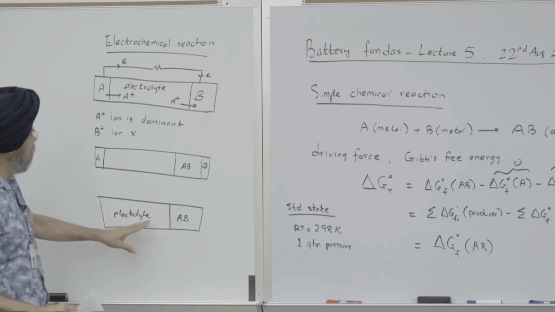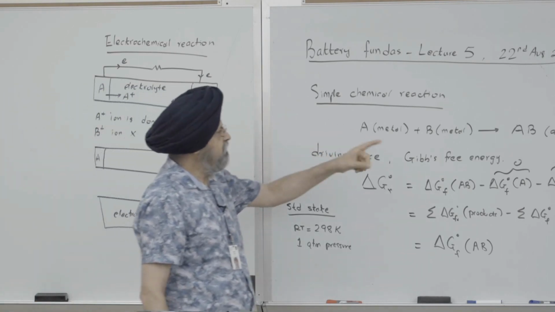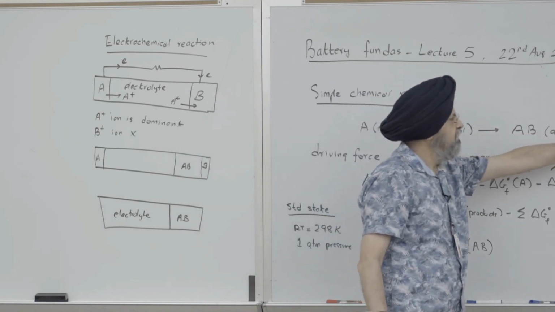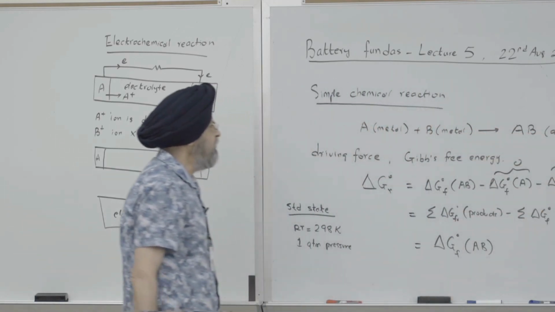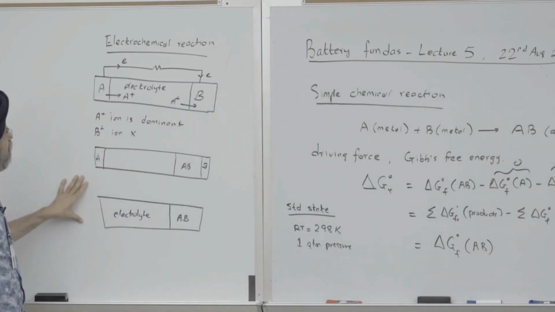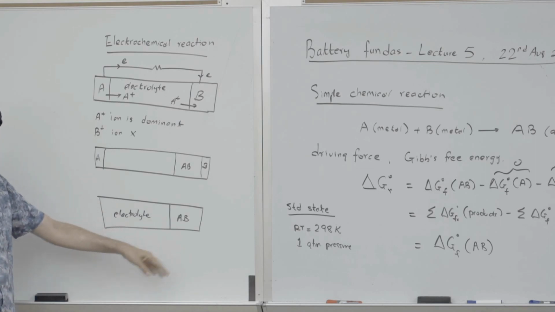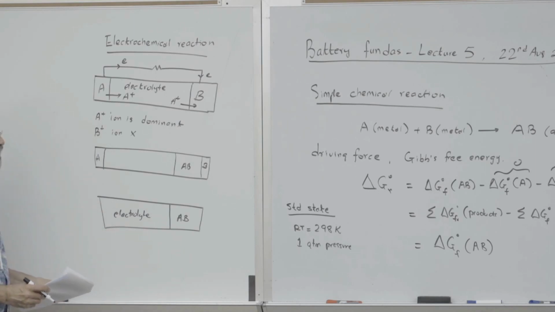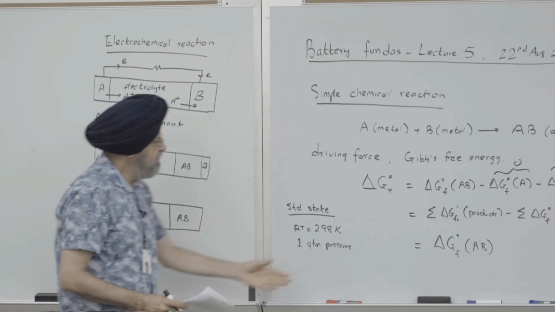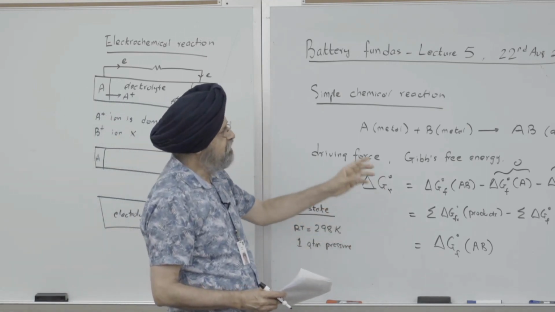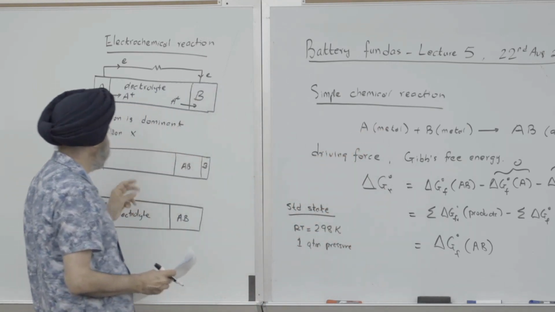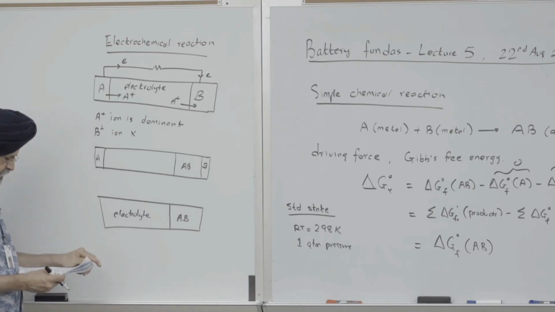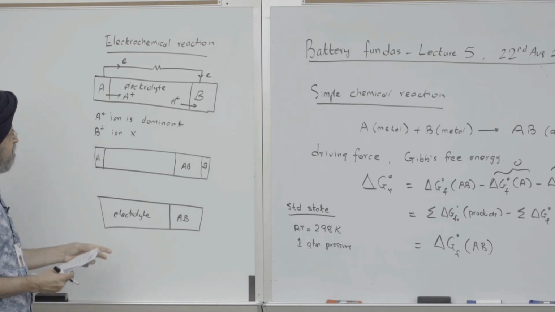So this is just a thought experiment, right? Notice that by the chemical reaction, we combine A and B to give us AB. By the electrochemical reaction we also got AB. And the driving force is still the same. Whether we did a chemical reaction or an electrochemical reaction, we got the same driving force.